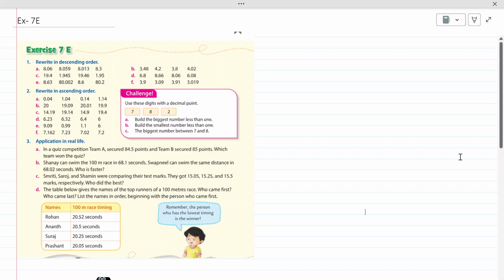Hello kids, I hope you have done the homework given in the last exercise, and today we are going to start with exercise 7E, where also we have to compare the numbers which are given to us and arrange them in different orders.